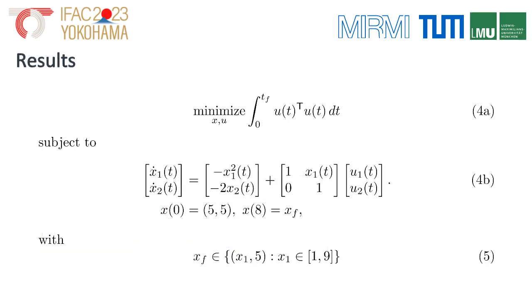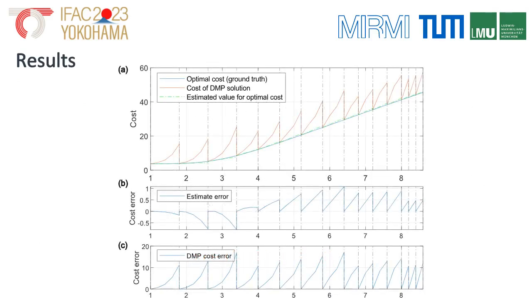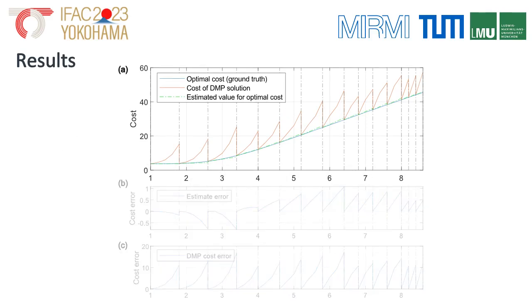To illustrate the application of our method, we consider the following optimal control problem, where the terminal state is a varying parameter within the set in equation 5. The result of the estimation can be seen in this figure. In each graph, the abscissa shows the fixed terminal endpoint of the previous optimal control problem. Subfigure A shows the difference between the true optimal cost, the cost obtained by using the DMP solution, and the estimated value for the optimal cost for different terminal points.